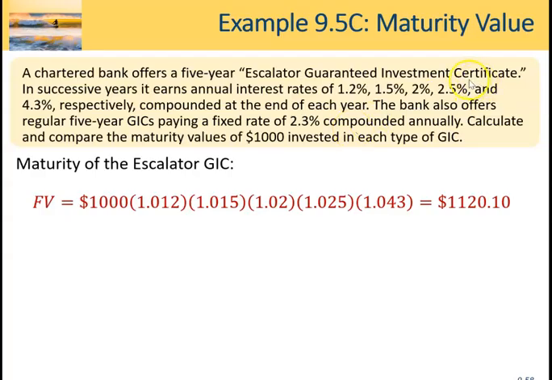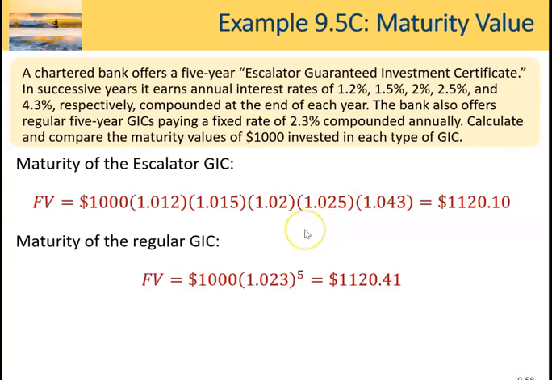Okay, so we took each of the interest rates, 1.012, 1.015, 1.02, and on, to give us the future value of 11.20.10. And then when it's a regular GIC, it's 1.023 because it's 2.3% compounded annually, to the power of 5. And then that actually gives you a little bit more. It's 11.20.41 because up here the rates are different, and down here it's all the same at 2.3.